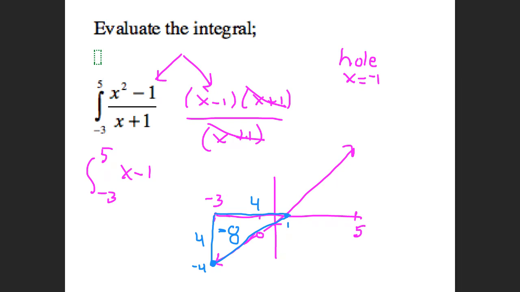So now I have to find the area above the x-axis. Well, that goes from 1 to 5. Well, that's 4 here. And then if I put 5 in here, oh my goodness, this is 4. This has an area of +8. So the integral from -3 to 5 of x minus 1, or this whole function here, is equal to 0. Because the area above the x-axis and the area below the x-axis are exactly the same. They cross themselves off, and you end up with an integral equaling 0.